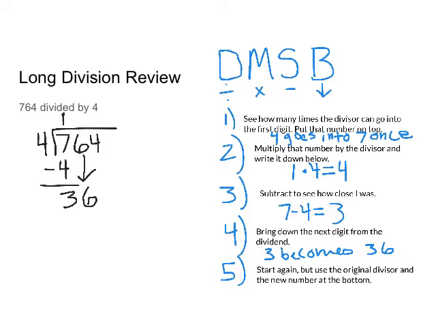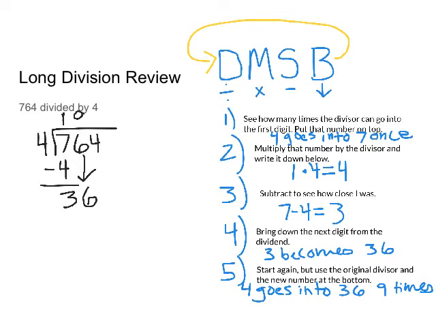And so often when I do my little acronym up here, I'll put a little arrow showing that when I get to the bring down step, then I start all over again at the division step. But the difference is now, we're not doing the 4 and the 7 anymore. Now, we're still using the 4, always the 4, always the divisor, but now we're using this new number down here, this 36. And so I'm going to see that 4 goes into 36 9 times. And just like before, I'm going to put that 9 up top, but now it goes above the 6 because 6 was the digit I just brought down.